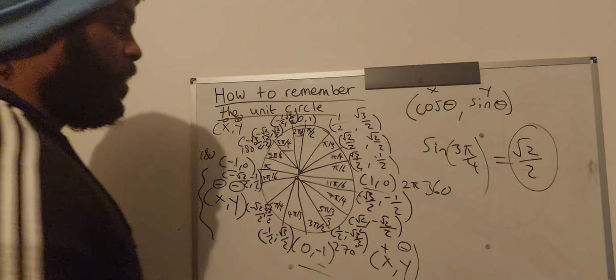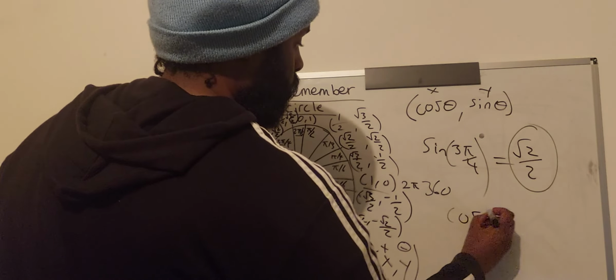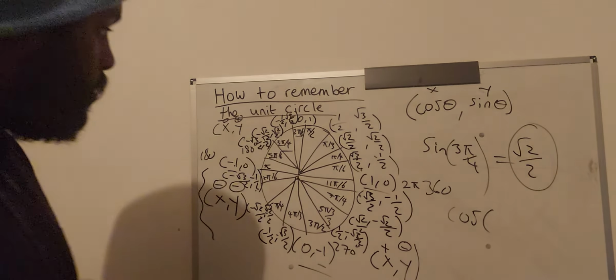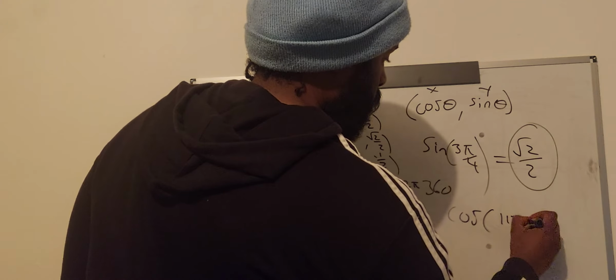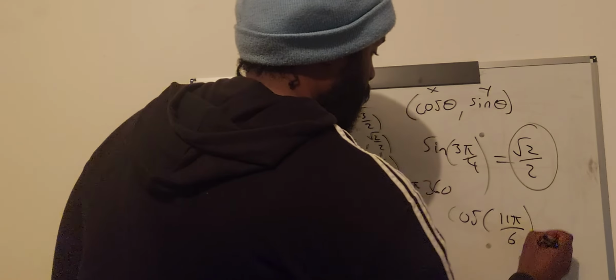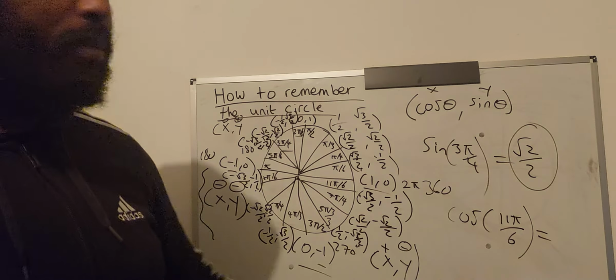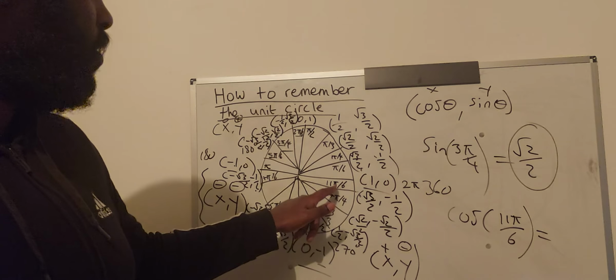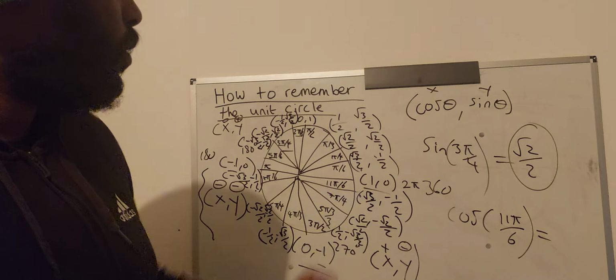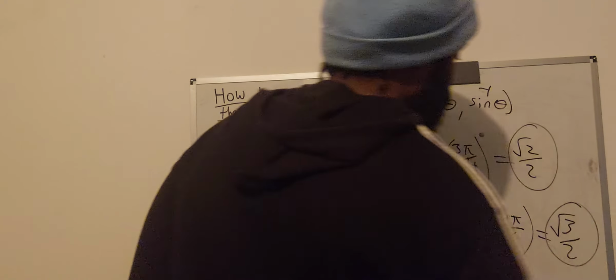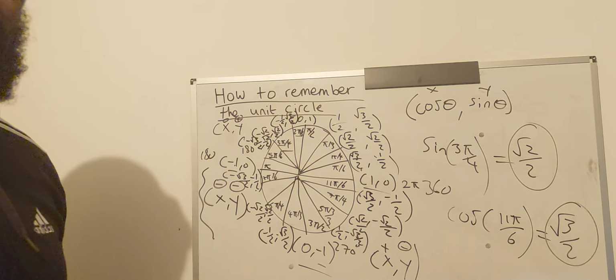Now, what if you want to find cos, I don't know, cos 11 pi over 6? How do you find that? It's easy. Cos corresponds to the x-axis. Always remember that. Look at the unit circle, 11 pi over 6. The x-axis is square root of 3 over 2, which means the answer is square root of 3 over 2. Right there.